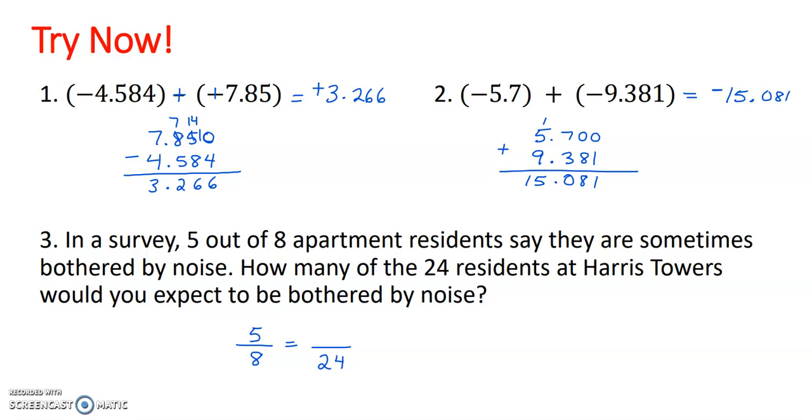And what we can do is look at the 8 moving up to the 24. You would multiply 8 times 3 to get to 24, so you do the same with the numerator. So 5 times 3 is 15. So 15 residents out of the 24 would be bothered by the noise.